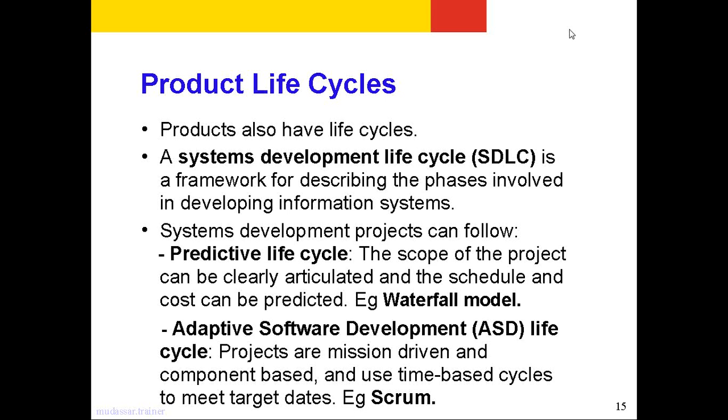Product life cycle is, I think, about the growth, maturity, and decline of the product. It's a generic life cycle. If you go through the notes and slides, you'll see. In Rita's book, I've read that the predictive life cycle and the other one, change-driven or adaptive life cycle, are part of the project life cycle.